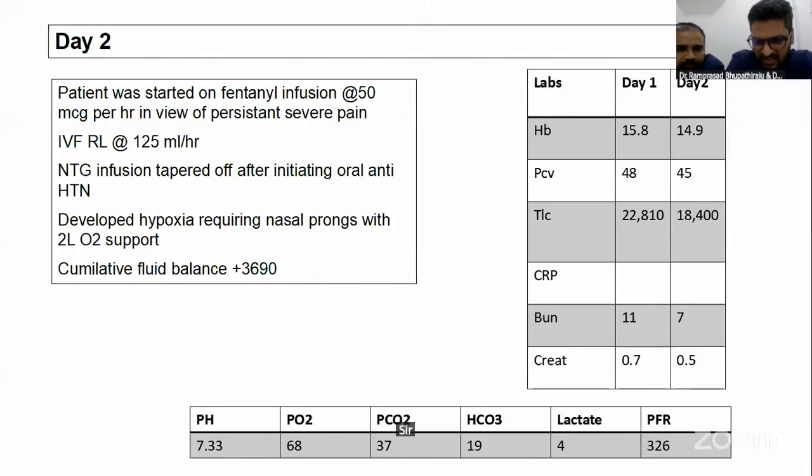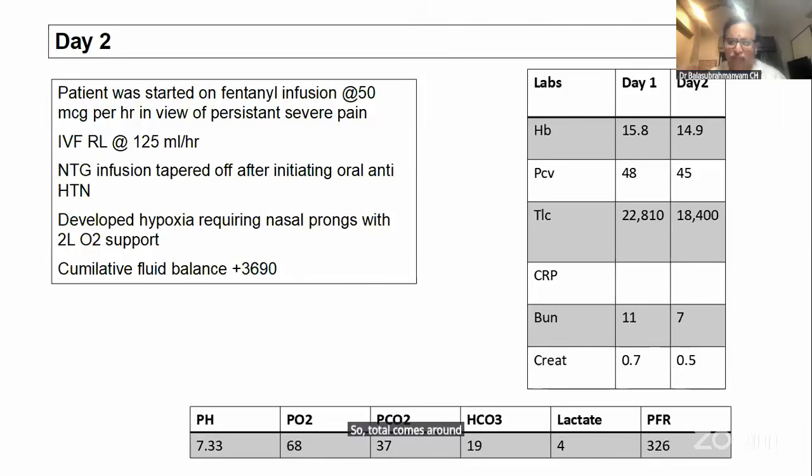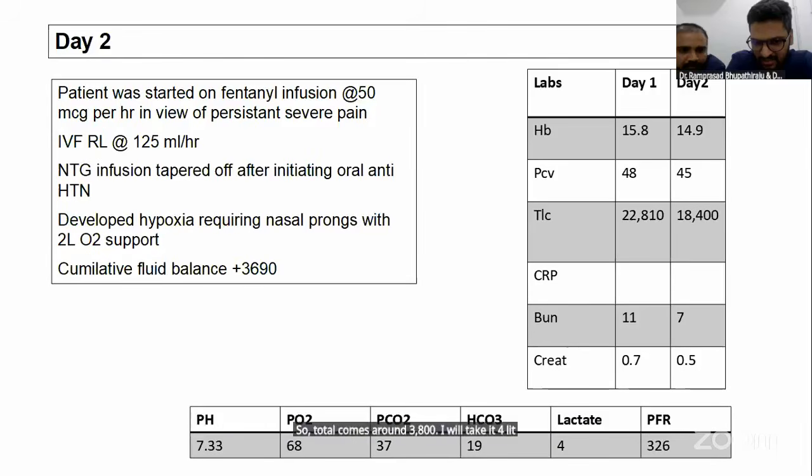Sir, the initial bolus dose was given, which will be around 800 ml, followed by 125 ml per hour. That is 2400 ml plus another 600 ml, so total around 3000 to 3800 ml. I will take it as 4 liters. He also had some IV medications going on, sir.